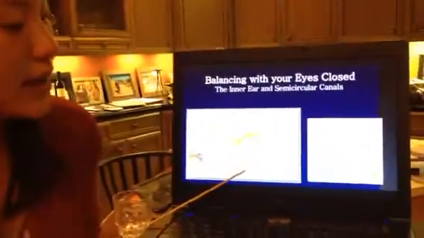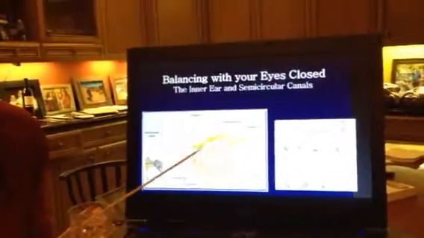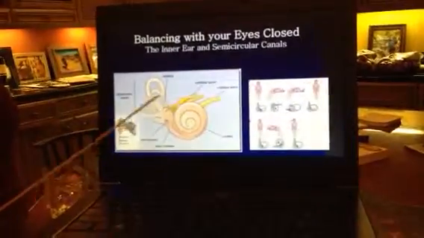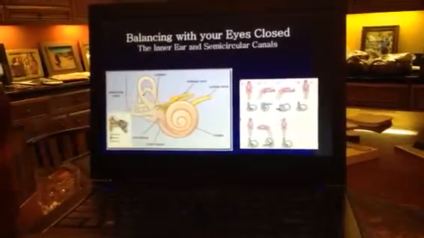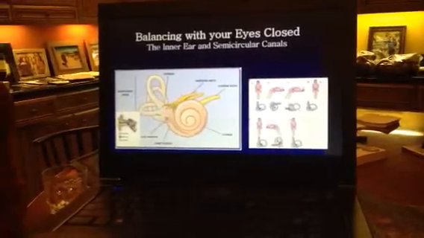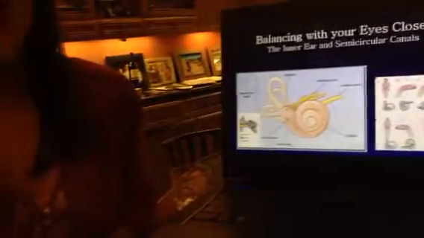Now the cochlea is only part of the hearing, but the vestibule and the semicircular canals are part of balance. And the semicircular canals, we have three of them, each positioned at 90 degrees to each other. Imagine X, Y, and Z axis.